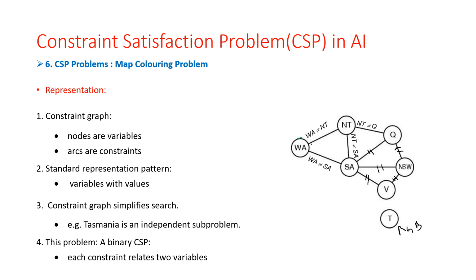Okay, so in the previous video we already discussed the types of CSP constraints. That means unary constraint, binary constraint, global constraint, linear constraint, and non-linear constraint. In this example we have the binary constraint because each constraint relates to two variables. WA is a variable and NT is another variable. So this is a binary constraint problem. So how to color this type of map?